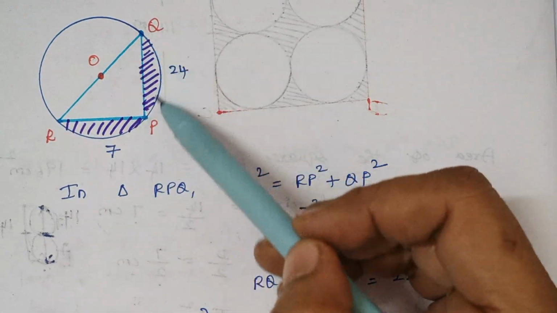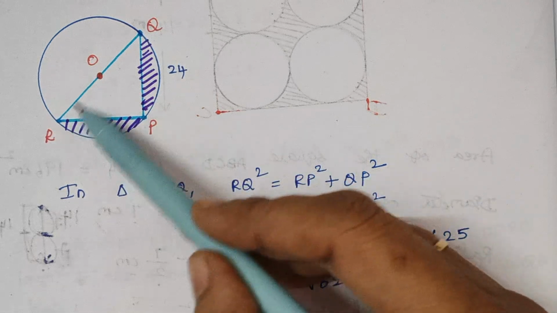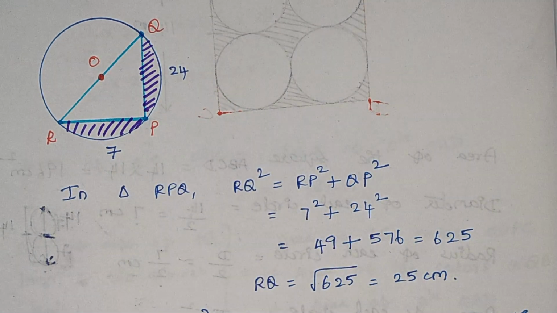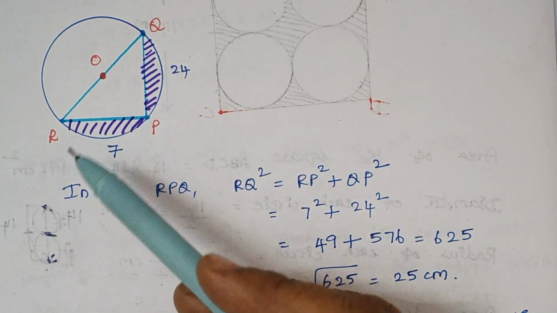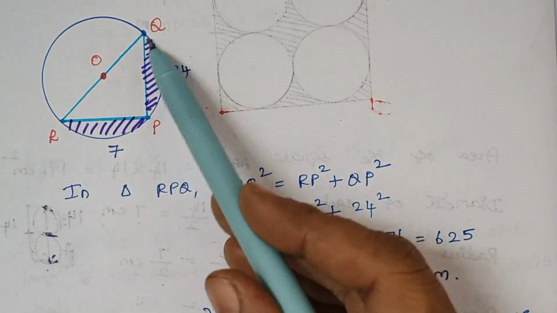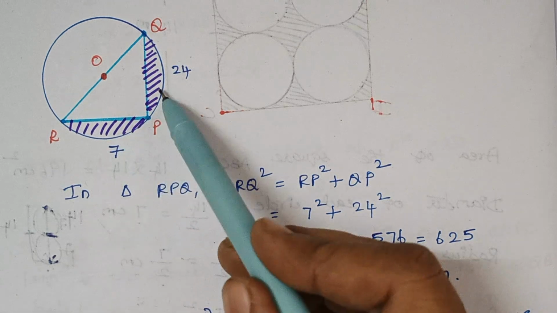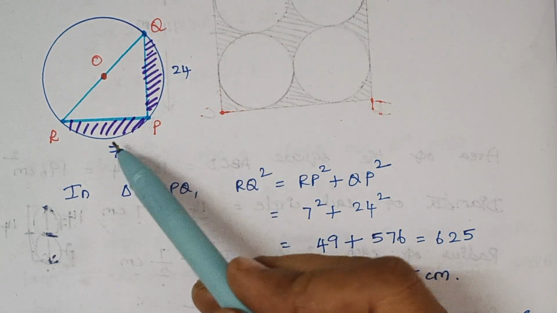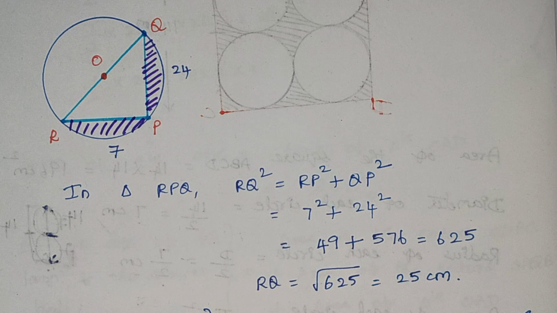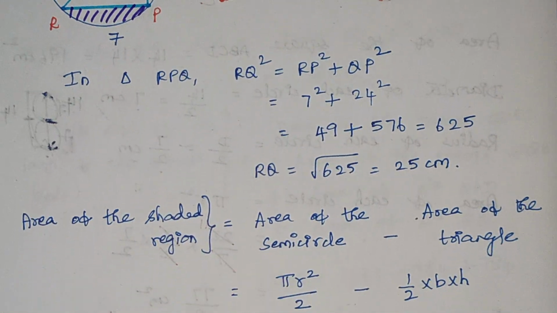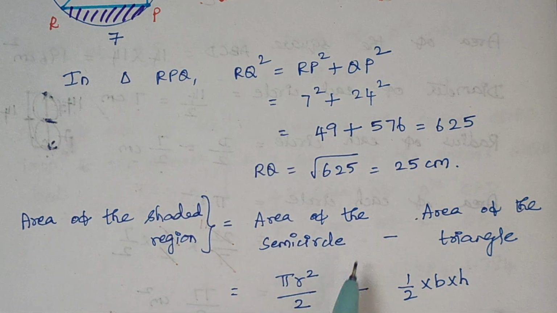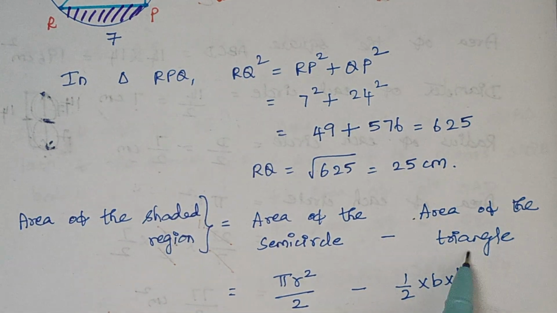So this is a semicircle and here we have a triangle. When you find the area of the semicircle and subtract the area of the triangle, we will get the area of the shadowed portion. As a first thing, just write down the statement. Area of the shadowed region is area of the semicircle minus area of the triangle.